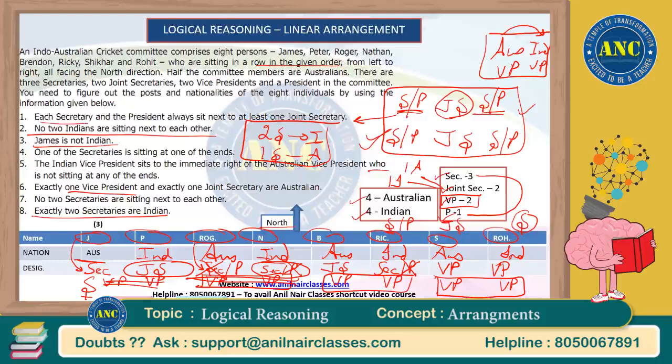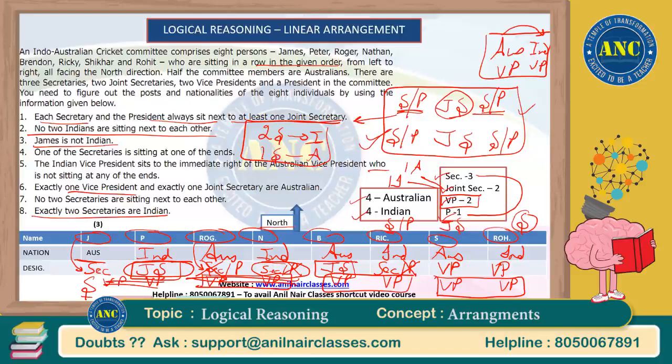Each secretary and the president always sit next to at least one joint secretary. See, this is a joint secretary, and he has one secretary on his left and one president on his right. In the same way, this Brendan guy has one secretary on his left and another secretary on his right. No two Indians are sitting next to each other. Yes, they are sitting alternately.